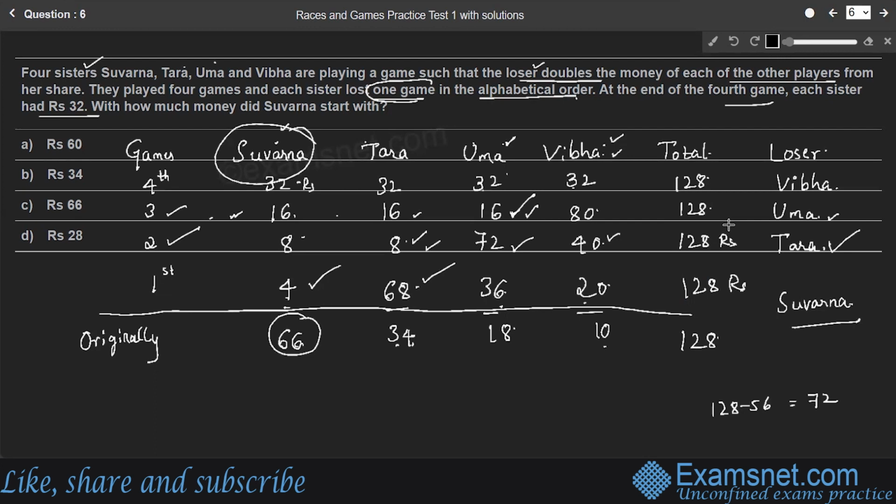Right? This is how, in reverse manner, you have to solve such types of questions. Here the question is, how much money did Suvarna start with? Suvarna started with 66 rupees. Right? Hence option C is the right answer.